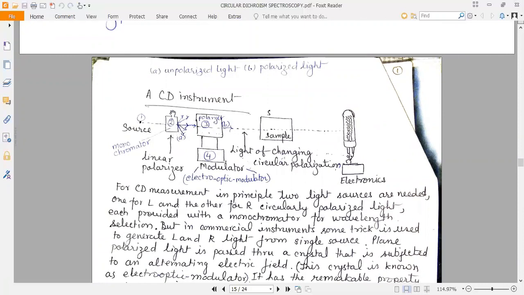This is the monochromator. The monochromator will choose the single wavelength.